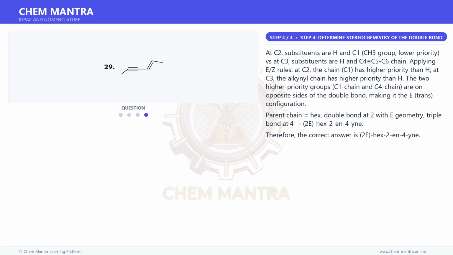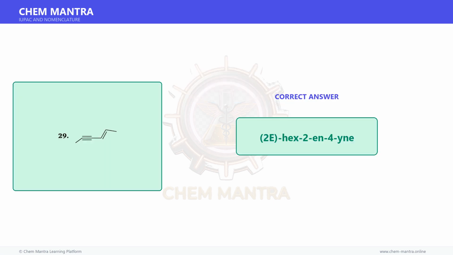Parent chain is hex, double bond at 2 with E geometry, triple bond at 4, 2E, hex-2-en-4-yne. Therefore, the correct answer is 2E, hex-2-en-4-yne. The correct answer is shown on screen.